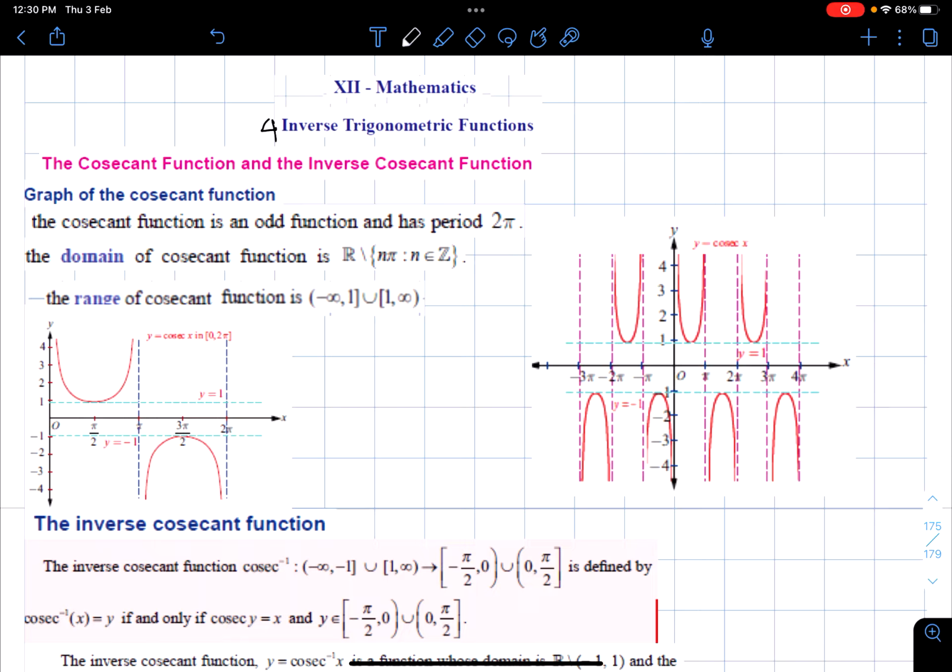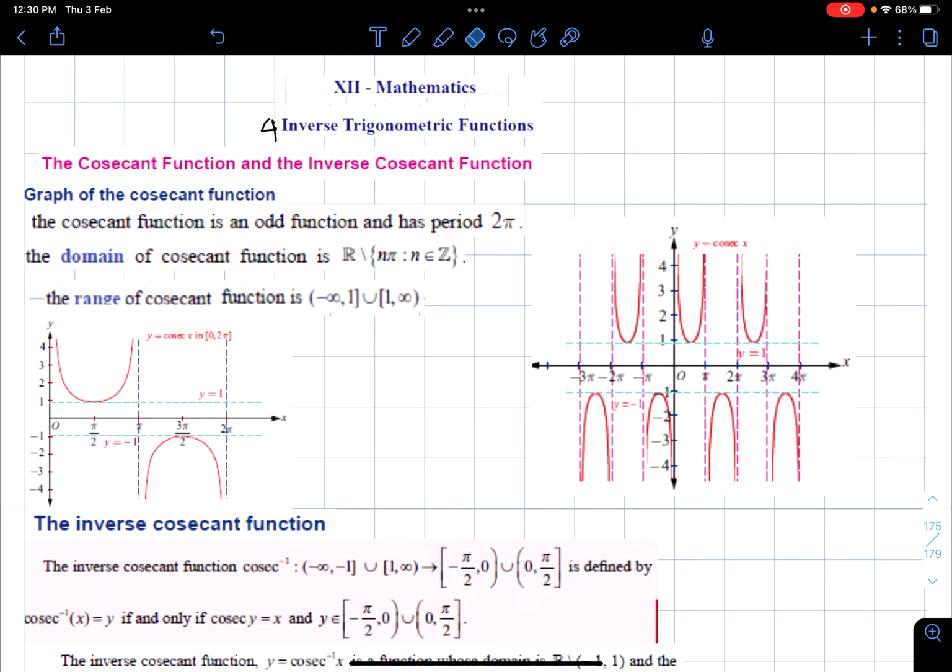Today we are going to see the remaining three functions. We have seen sine, cos and tan. So today we are going to see the inverse functions of sine, cos and tan, with their graphs and inverse graphs. This is going to be a very short video for you. I am just going to go through the points only, not going into detail. The cosecant function and the inverse cosecant function.